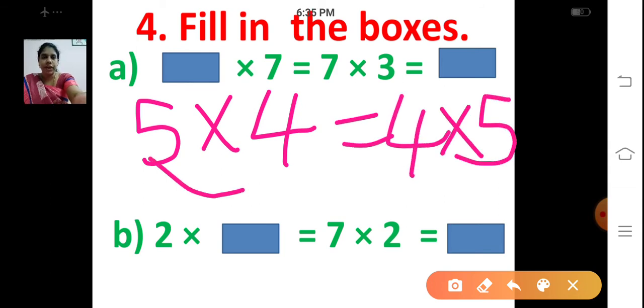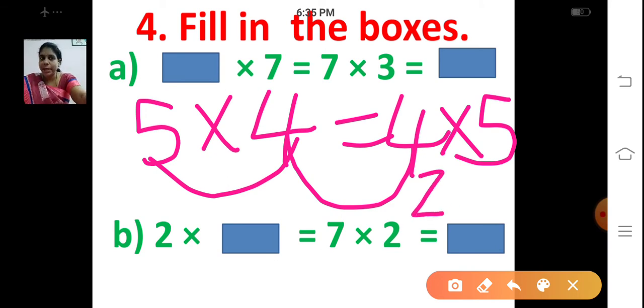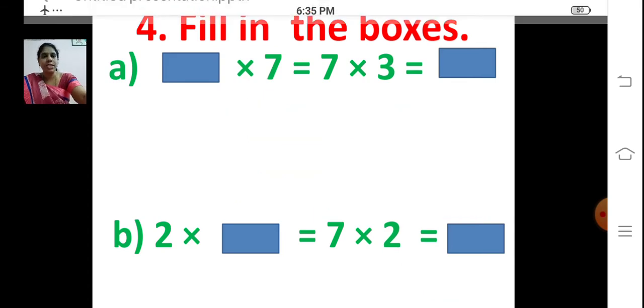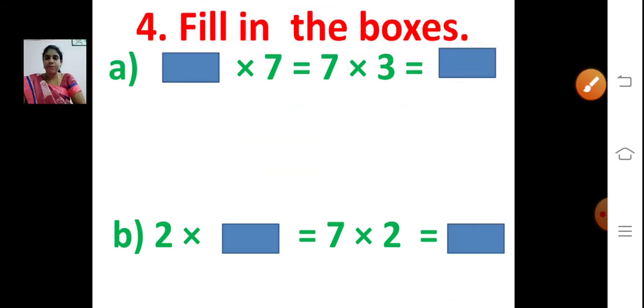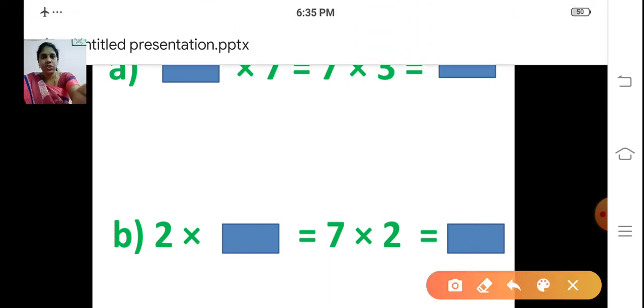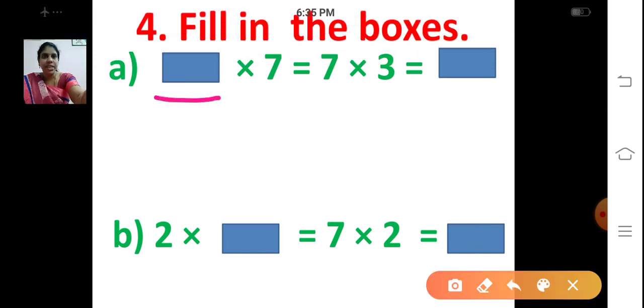Now first, 5 into 4. Now I am going to change the order. So first I am multiplying 4 by 5. 4 into 5. Then the product will be the same. 5 fours is 20 and 4 fives is also 20, right? So accordingly we will do the sums. So first one, this box we are going to fill: 7 into blank is equal to 7 into 3. Now tell me what is missing in this.